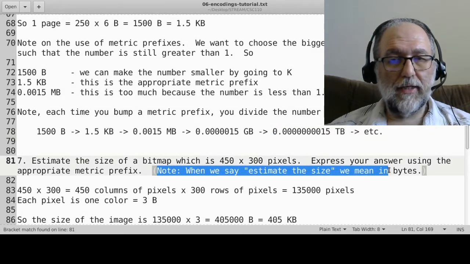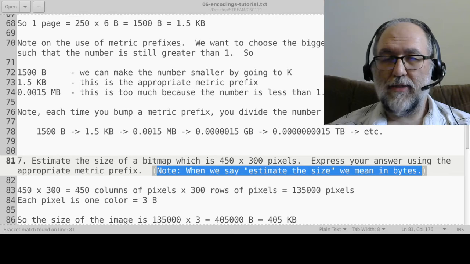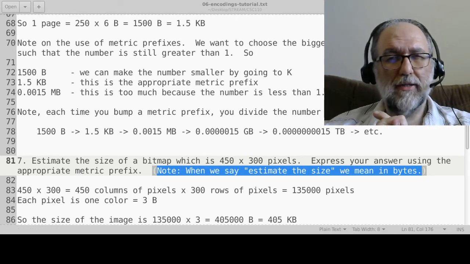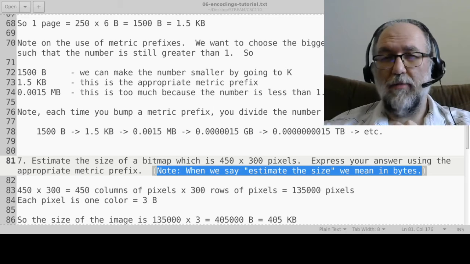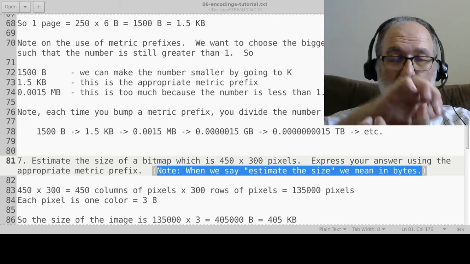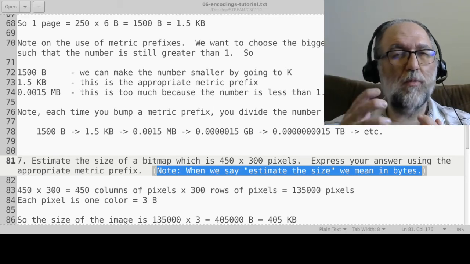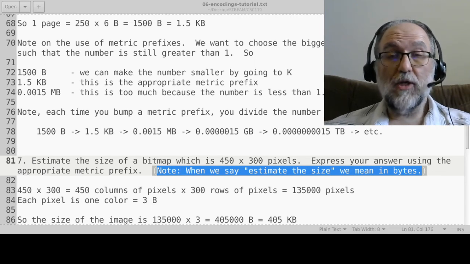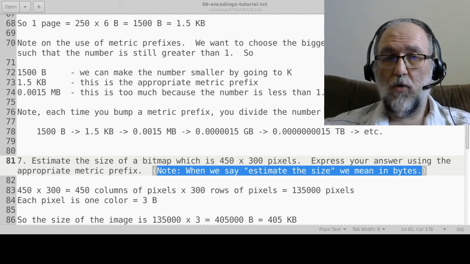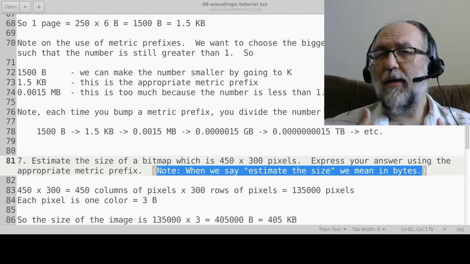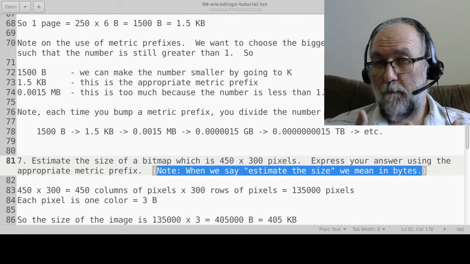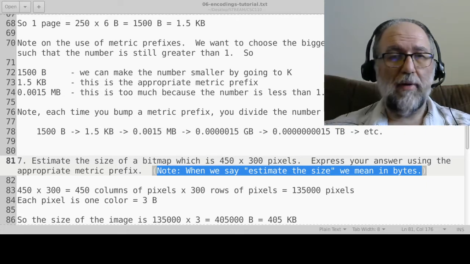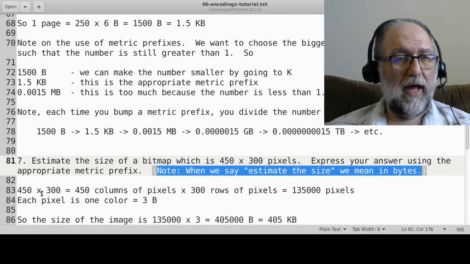And the last thing is, when I say estimate the size, there's the estimation, but you say, well, what do you mean by the size? I don't mean the size of an image like how many inches by how many inches. That's not what we mean by size when we're talking about computers. By size, we really mean how much information, and the answer would be in bytes. So whenever you hear the words estimate the size, I expect the answer to be in bytes with a metric prefix. So let's do that.